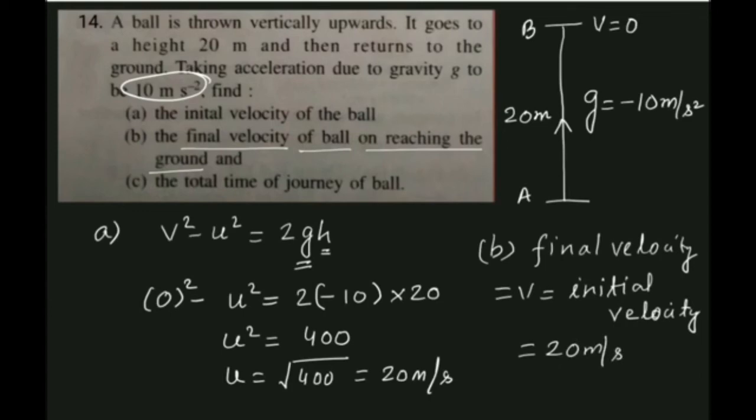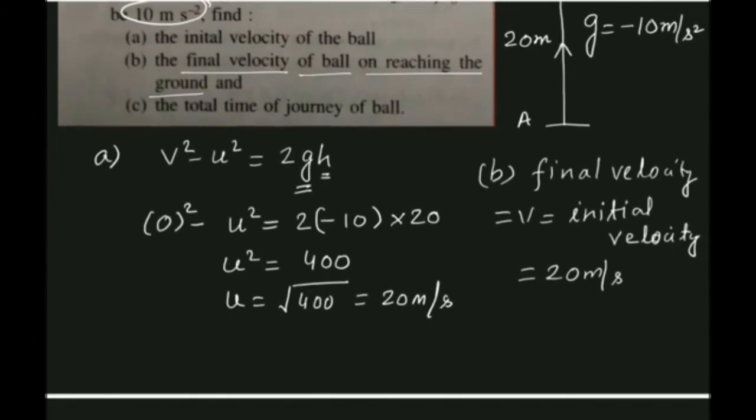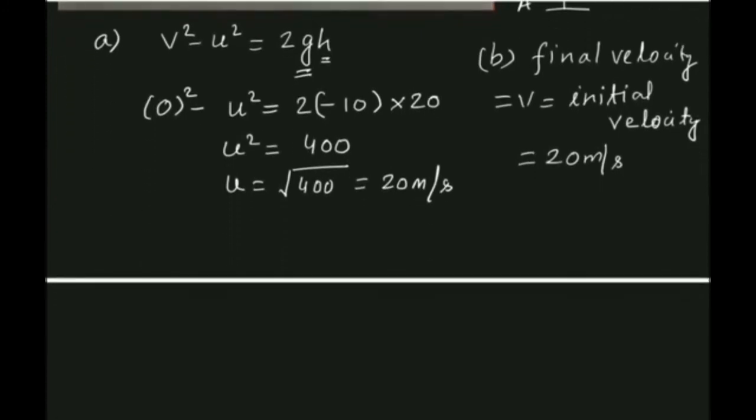Now total time of the journey. The body has gone from A to B and then from B to A. So it's better you find the time of half distance only, from A to B only. So for this I think it will be better if you apply the first equation, v equals u plus gt. What is v here? v is 20. What is u here?